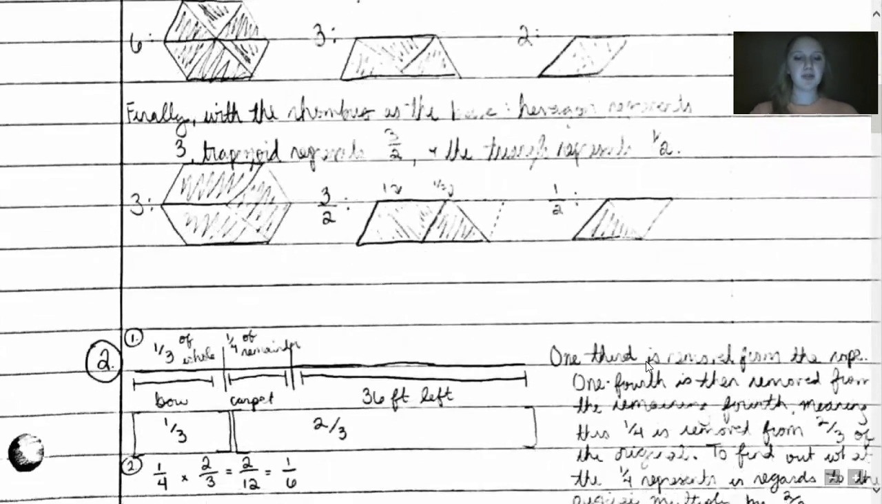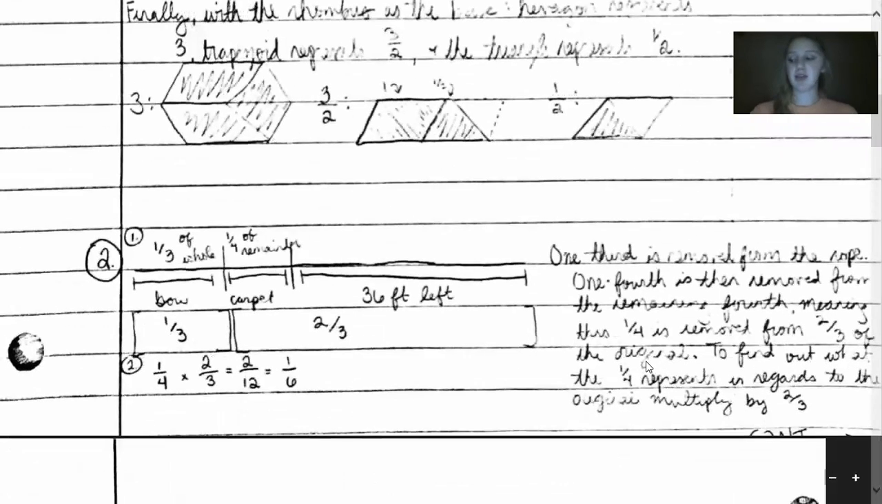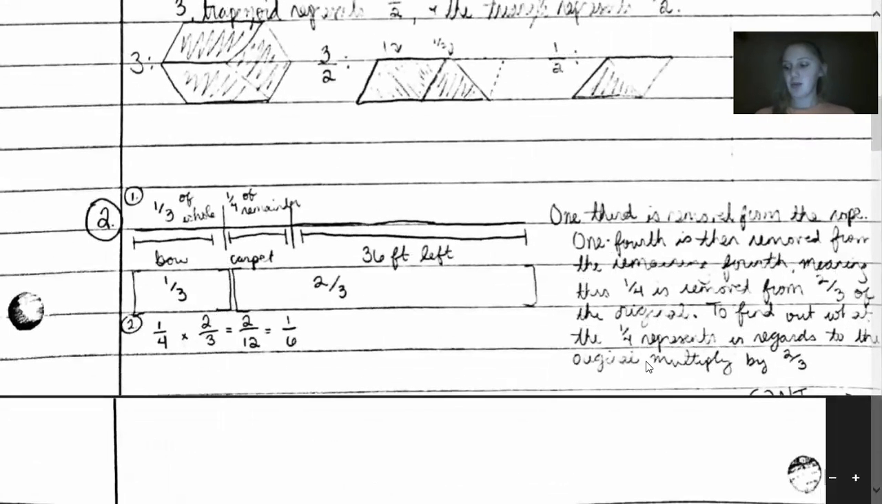Number 2 is a word problem. I'm going to read the word problem to you first. The word problem says, a man bought a length of rope at the hardware store. He used 1/3 of the rope to make a bow painter for his canoe and then used 1/4 of the remaining piece to tie up a roll of carpet. He now has 36 feet of rope left. What was the length of rope he had originally purchased?